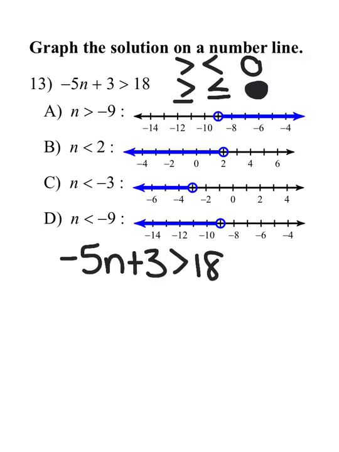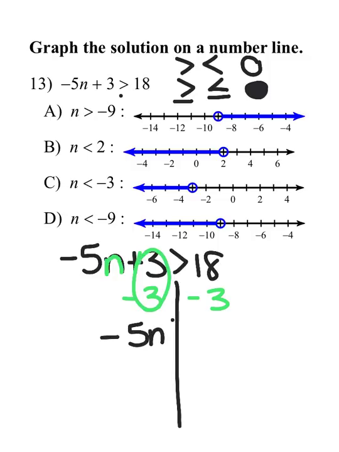So right off the bat, I look and I see I have a greater than sign. So I should have all open circles, and they all are open circles, so I don't have to worry about eliminating any of those options. So let's draw my line to separate both sides and start moving things over. I'm solving for n, so that means that -5 stays until the very end. I've got to move that +3. So I'm going to do so by subtracting it, because that would give me my 0 that I want over here. And that leaves me with -5n is greater than.